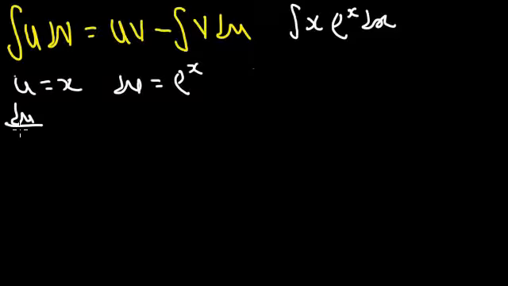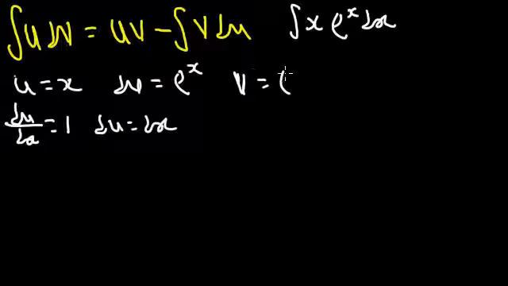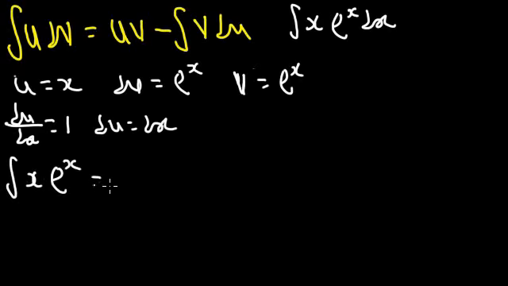So now we can proceed forward. du/dx is simply equal to what? 1, and it means du will be equal to dx. And upon integrating both sides, v would be equal to e to the power of x. The integral of e to the power of x is still e to the power of x. Perfect. So now we can apply the formula. This implies that the integral of x e to the power of x would be equal to uv, our u is x, and v is simply e to the power of x. Then minus the integral of v du, our du is dx, and v is e to the power of x.